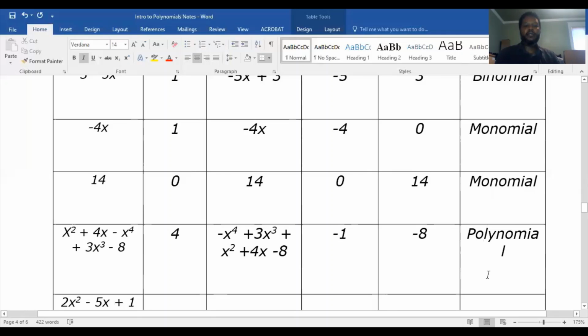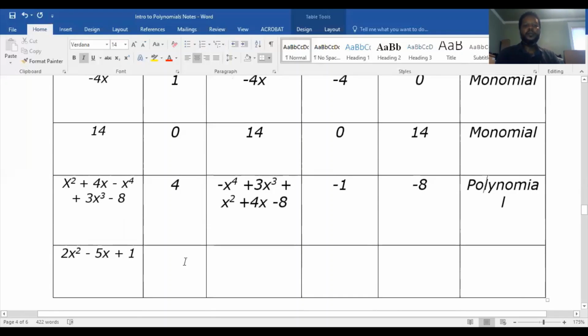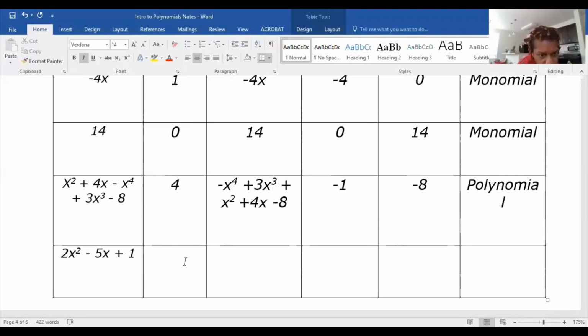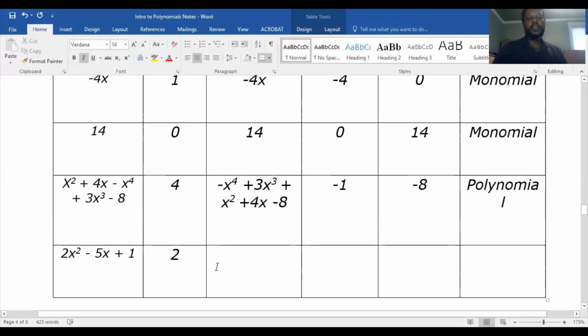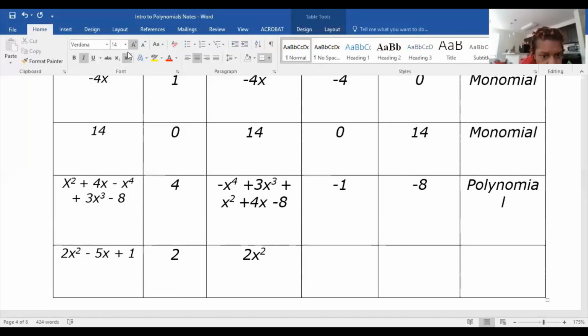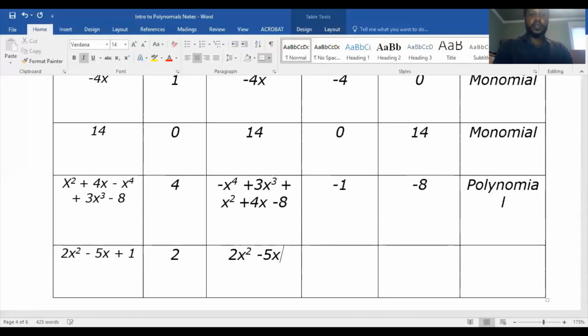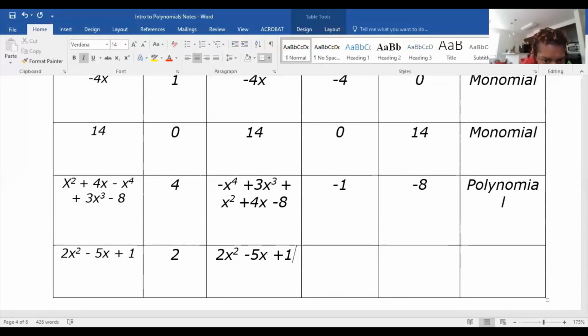Good. All right. Our last one. What is the highest exponent we have here? 2x squared. So 2 is our degree, okay? And we're going to start with 2x squared, right? What's next? Plus negative 5x. Perfect. Plus positive 1. Plus 1, perfect, that's it, good.